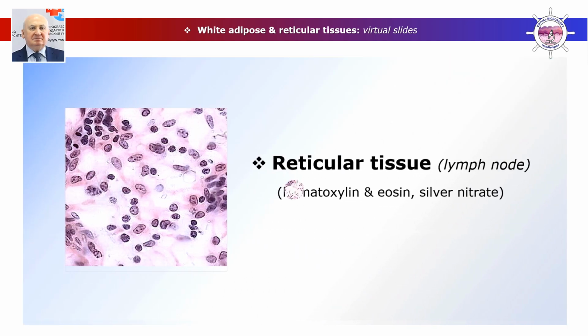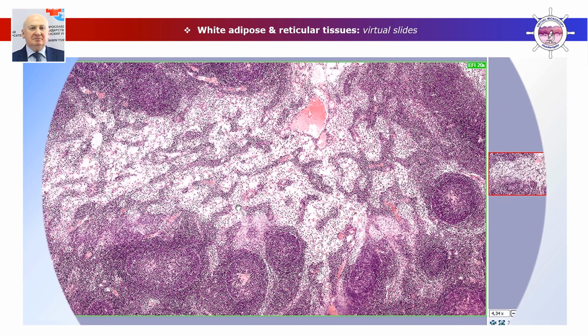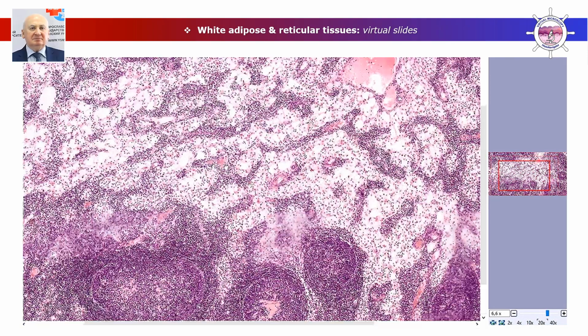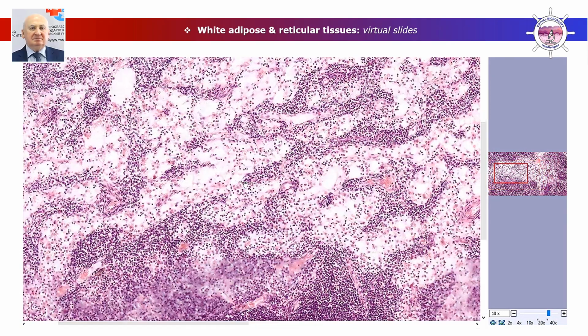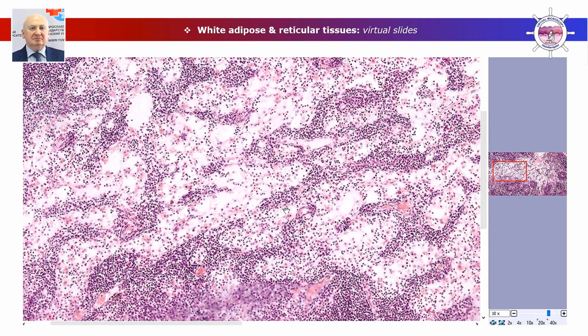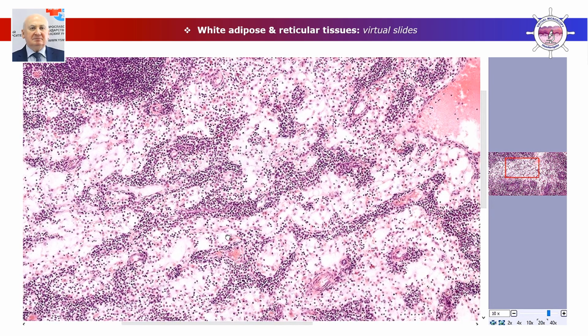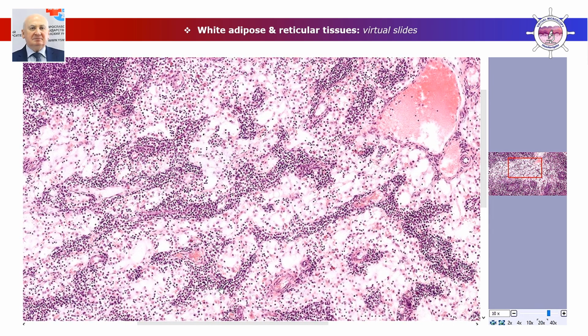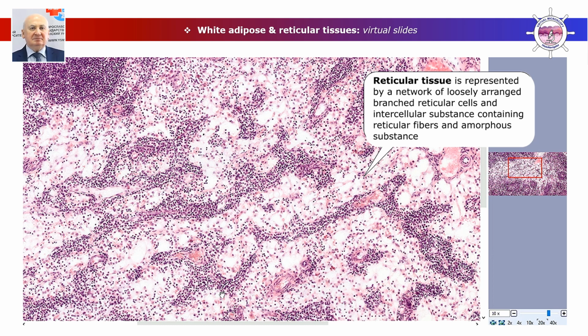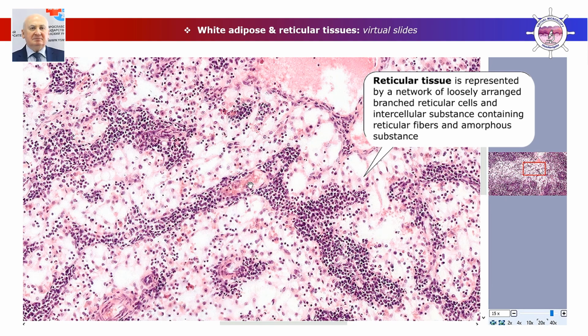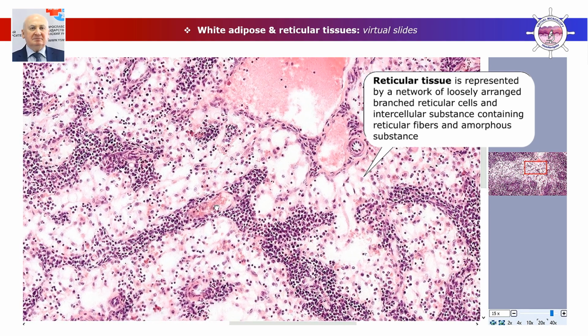Reticular tissue. Reticular tissue is represented by a network of loosely arranged branched reticular cells, an intercellular substance containing reticular fibers and amorphous substance. Reticular fibers are not detected by standard staining methods and are visible only when impregnated with silver salts.